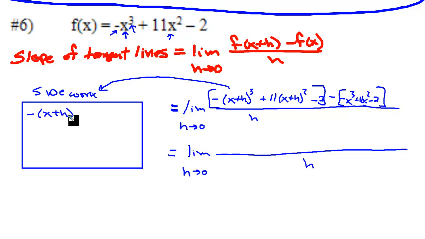I have a negative x plus h cubed. That is equal to a negative x plus h squared times an x plus h. When you're multiplying the same base, x plus h, add the exponents. This exponent's a 2, it's a 1. 2 plus 1 is 3. The reason I'm writing it this way is because I know that x plus h squared is x squared plus 2hx plus h squared, times this x plus h, equals negative.